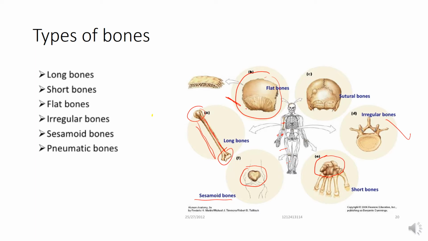Then comes the pneumatic bones. Now these bones are not mentioned in your textbooks, but these are the bones which have got air spaces in them, and these are the bones which contain the air sinuses, and these are present in the skull. Four bones in the skull are known as the pneumatic bones: the frontal bone, the ethmoid bone, the sphenoid bone, and the maxilla.